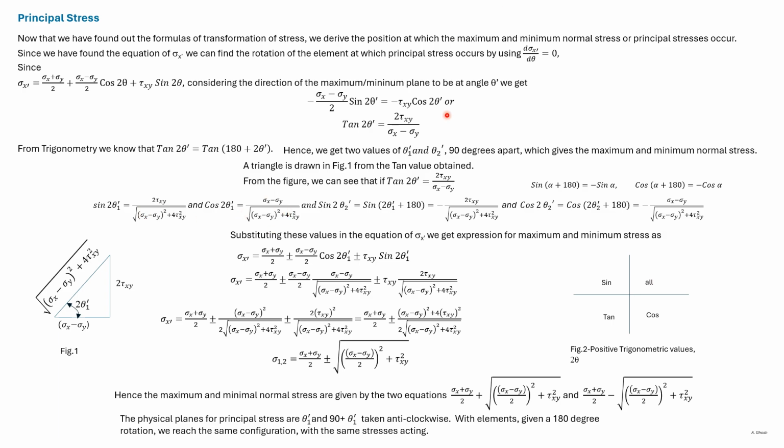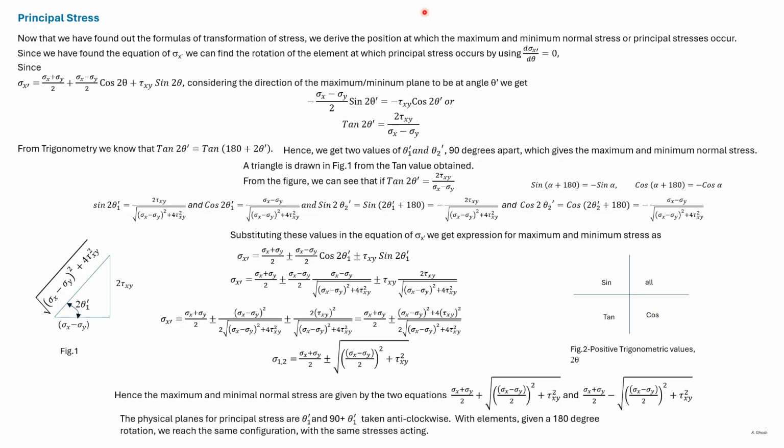Now here sine 2 theta dash 2 is negative and cos 2 theta dash 2 is also negative. So the minimum normal stress plane is in the third quadrant. Now consider the case where tau xy is negative but sigma x minus sigma y is still positive. Then overall tan 2 theta dash is negative and will be in the second quadrant or the fourth quadrant.